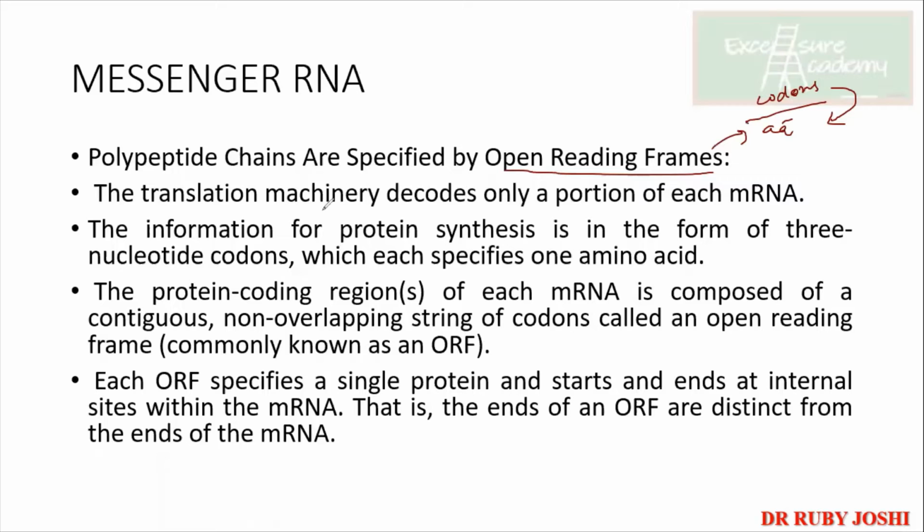Okay. So the translation machinery decodes only a portion of each mRNA. The information for protein synthesis is in the form of a 3-letter code, that is your codons, each of which specifies one amino acid. So if you remember the genetic code, how many codons are there? Anyone can tell me how many codons are there? Any idea how many codons there are? Yes, anyone?